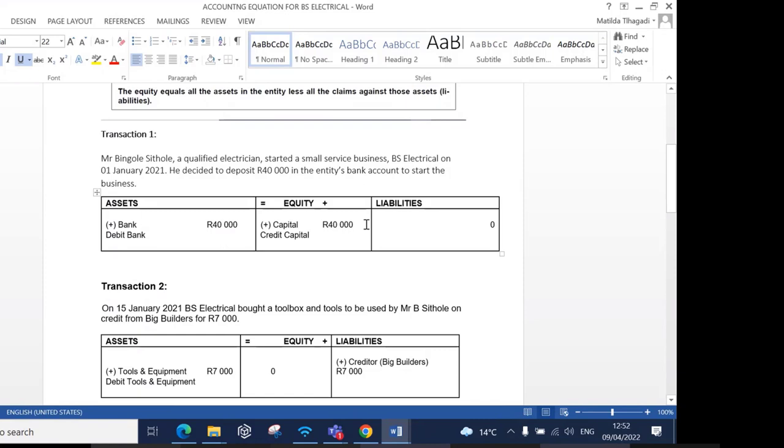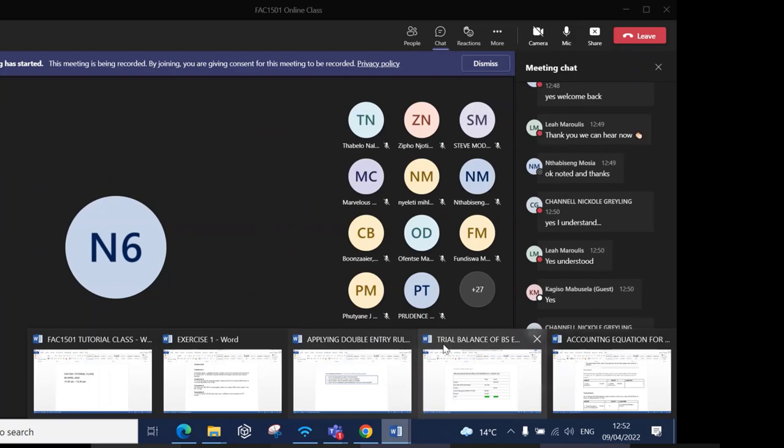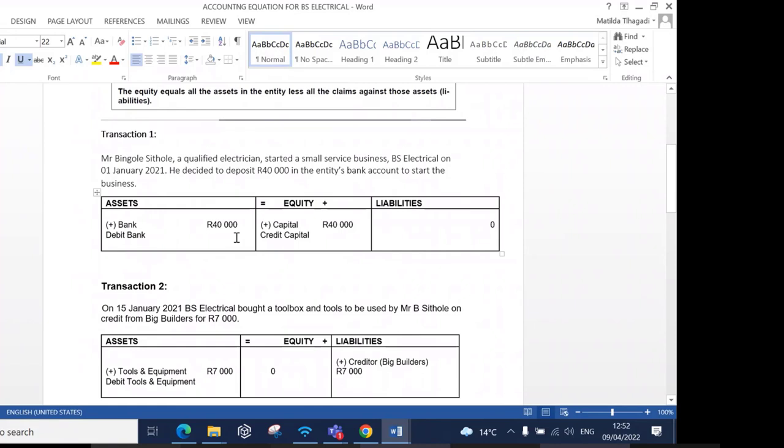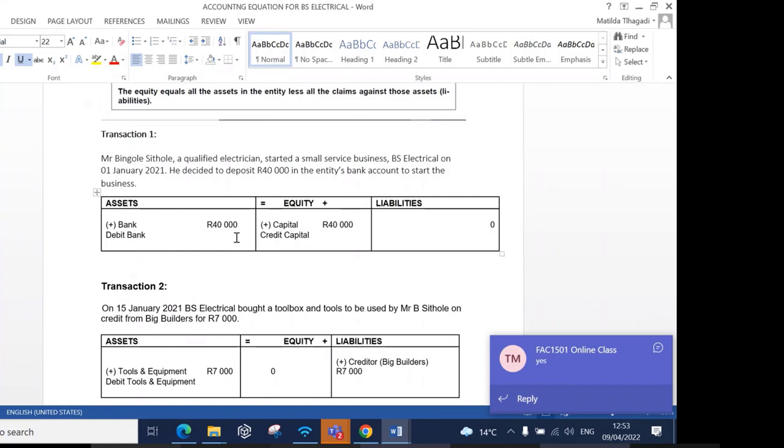Can you see that in transaction one my accounting equation balances? Can you see that, guys? Can you see that the accounting equation here balances for transaction number one? Any issues with the accounting equation at transaction number one?